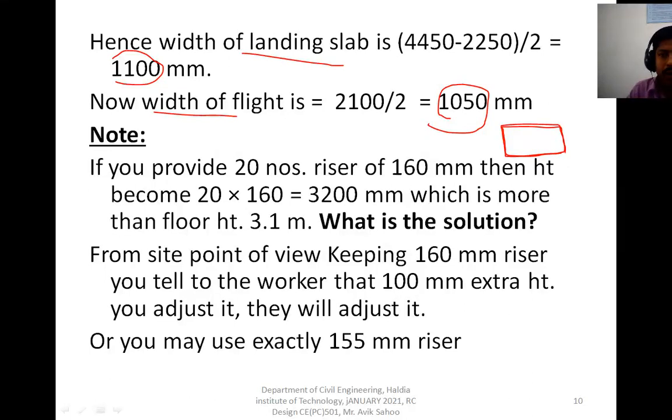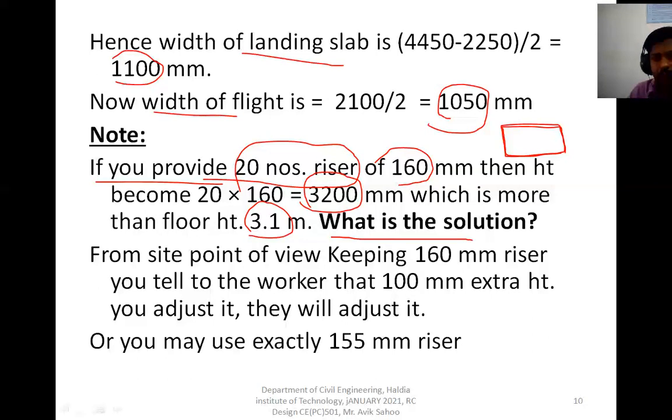Now you see one problem comes, because how many risers are we using? 20 risers, and the height is 160 mm. So if I multiply 20 into 160, how much is that? That is 3200 mm, which is more than the floor height of 3.1 meter. You see that 100 is extra. Now how do you adjust it? What is the solution?